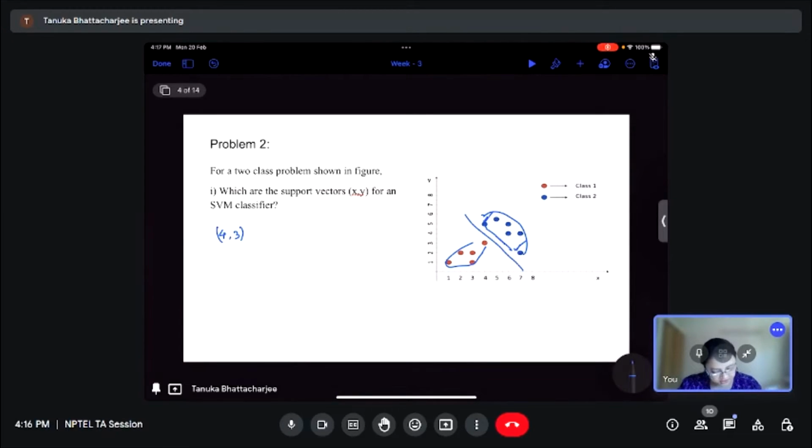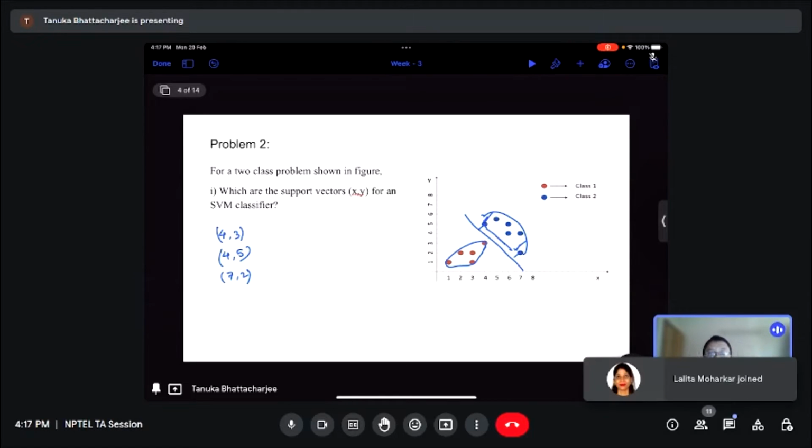So the optimum case where the margin is maximum will be the one that I drew earlier, like this, and in this case both of these points are kind of closest to this decision surface, and these point coordinates are 4, 5 and 7, 2 as Lalita mentioned. So in this case we have 3 support vectors which are defining our decision surface, and these 3 support vectors are 4, 3, 4, 5 and 7, 2.